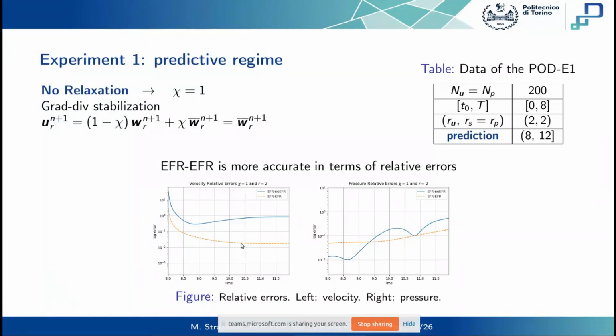EFR is more accurate. So EFR is always orange in the errors. And you see that the orange line here for the velocity is good. And also for the pressure, overall, we are quite accurate, even if in the beginning, EFR and NOFR seem to be more accurate. But we have seen that for some time instances, no EFR in experiment 1 was better than EFR. However, overall, we maintain an error under 10 to the minus 1.